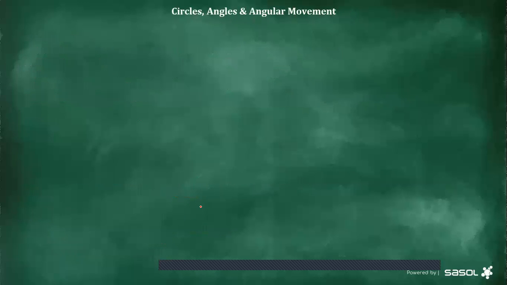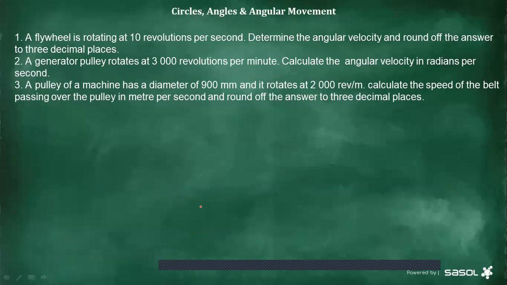Now let's get a question and see how we calculate that. A flying wheel is rotated at 10 revolution per second. Determine the angular velocity and round off the answer to 3 decimal places. We then have to calculate the angular velocity. We write the formula there, because in this case we only have 10 revolution per second, so we are going to use this one.